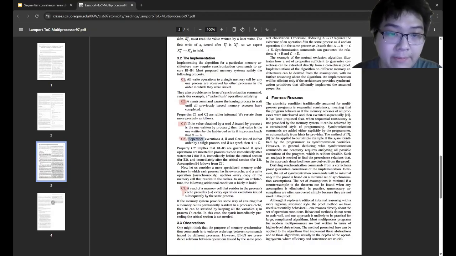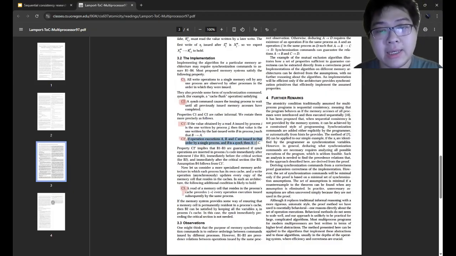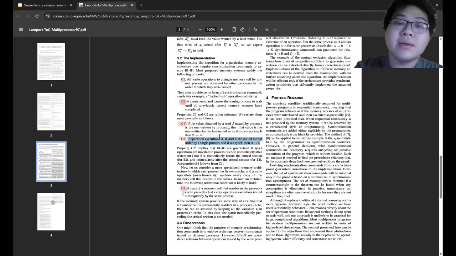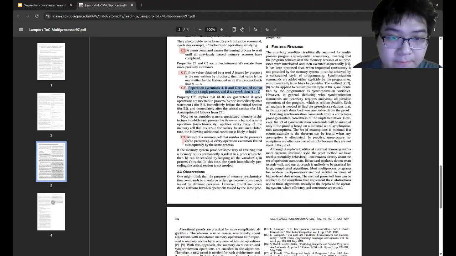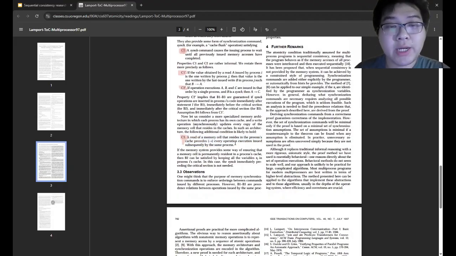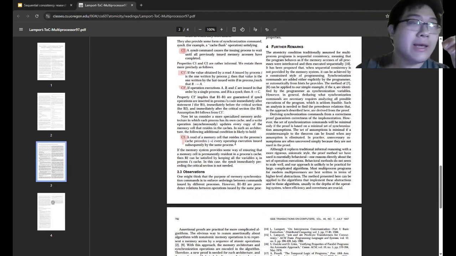The next property is that if operation executions A, B, and C are issued in that order by a single process, and B is synced, then event A precedes event C. Which means that if we have three operations A, B, and C in that order in a single process, and B is synchronized as the middle one, then we know that all operations in A must precede all operations in C. And finally, the third property is that a read of a memory cell that resides in processor cache precedes every operation execution issued subsequently by the same process, which means that this read operation must come before any other operation that is called later on by the same process.